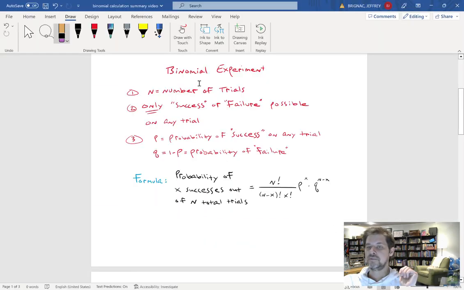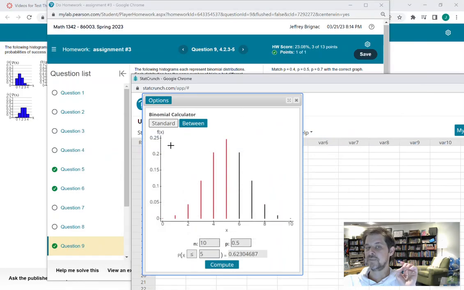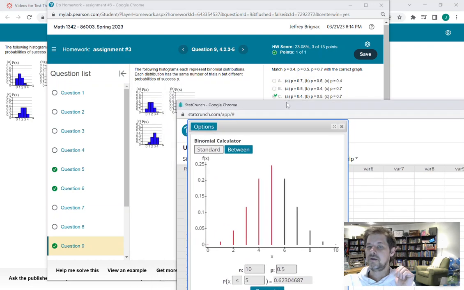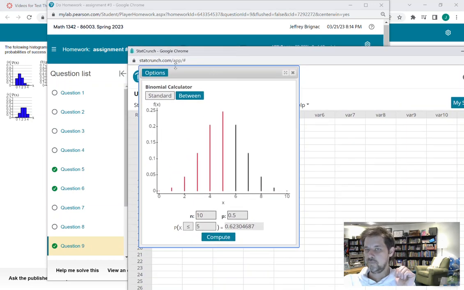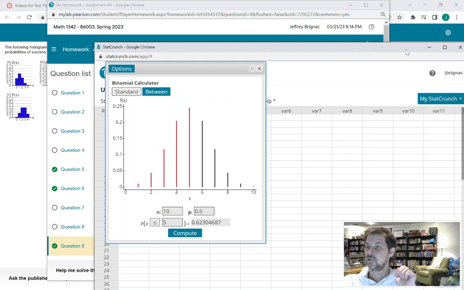Real quick, for a binomial experiment, n is the number of trials. There's only success or failure possible in any one trial. p is the probability of success, however you define success, and q is 1 minus p, the probability of failure. I think that's all the information I wanted to cover to show you how to do this one. One more thing: when I open StatCrunch and get my binomial calculator, I have to put in the number of trials. How many trials?